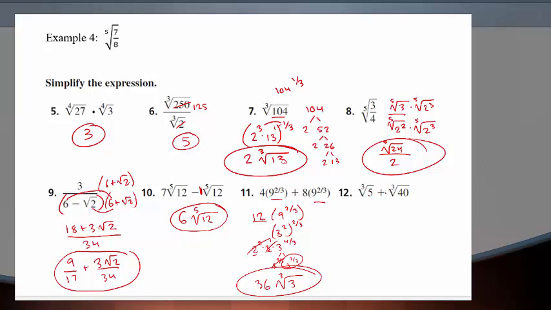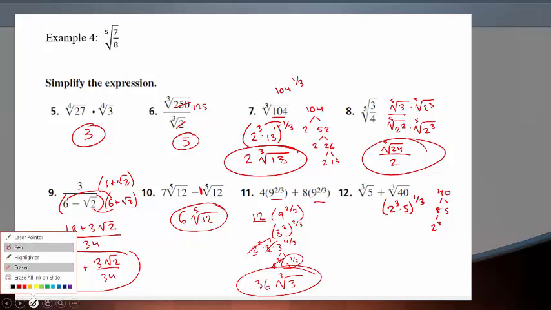Last but not least, we have an addition problem, but we have different radicands. Now 5 does not break down, but 40 does. So I can handle this 2 ways. I can change 40 into a factor tree. So I can make it 8 and 5 if I wanted. And I know 8 is 2 cubed. So I could change this into 2 cubed times 5 all to the 1/3. Distribute my exponent, go from there. So that's one way to do it.